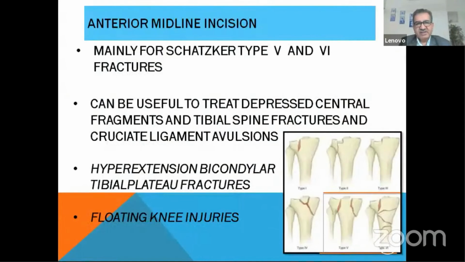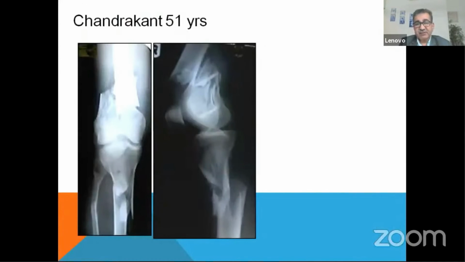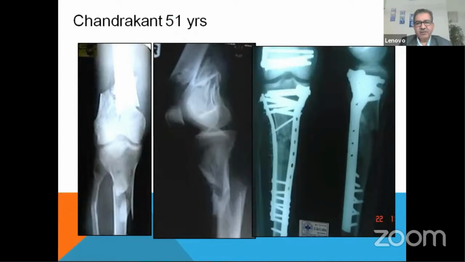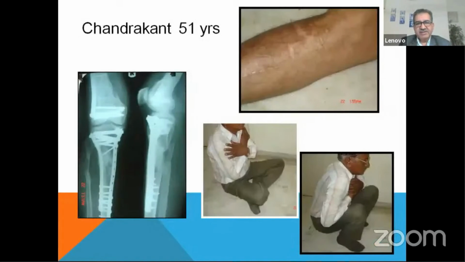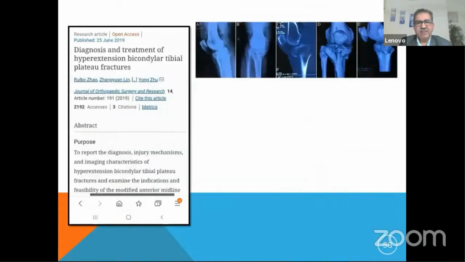So we have discussed these few indications. Now we would be discussing hyperextension injuries and the floating knee injuries. So this is a floating knee injury, and this patient has to be operated urgently. So we started with the femur, and then the femur was operated in time within, I think, 1 or 2 hours. It was complete. And then we just went there and extended the approach, and an anterior midline approach was taken. And you can see that things have healed well.